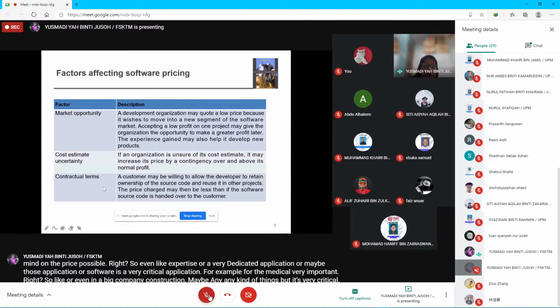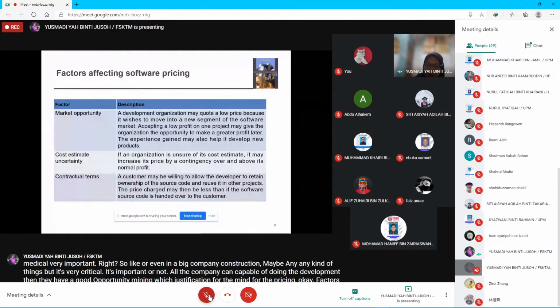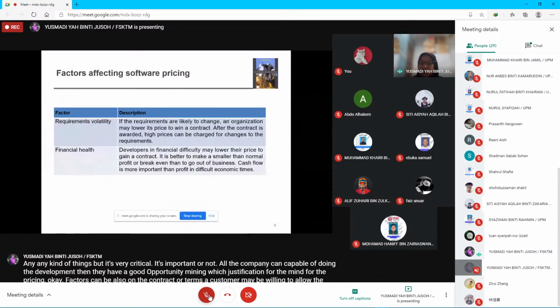Factors can also be the contractual terms. A customer may be willing to allow the developer to retain ownership. So it depends, class. It's already 11:44. So these can be all the factors, or maybe you have other factors that can be justified later.